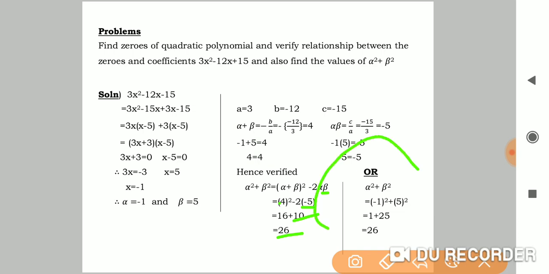The same value can be found by another method. When you have got the values of alpha and beta, just simplify: the value of alpha is minus 1, whole square, plus beta is 5, square. Minus 1 square is plus 1, 5 square is 25, so 25 plus 1 is 26.